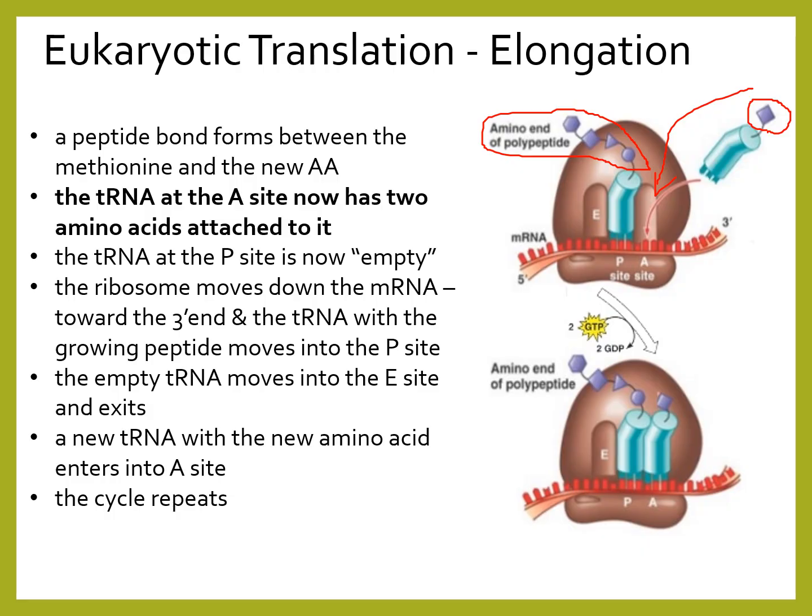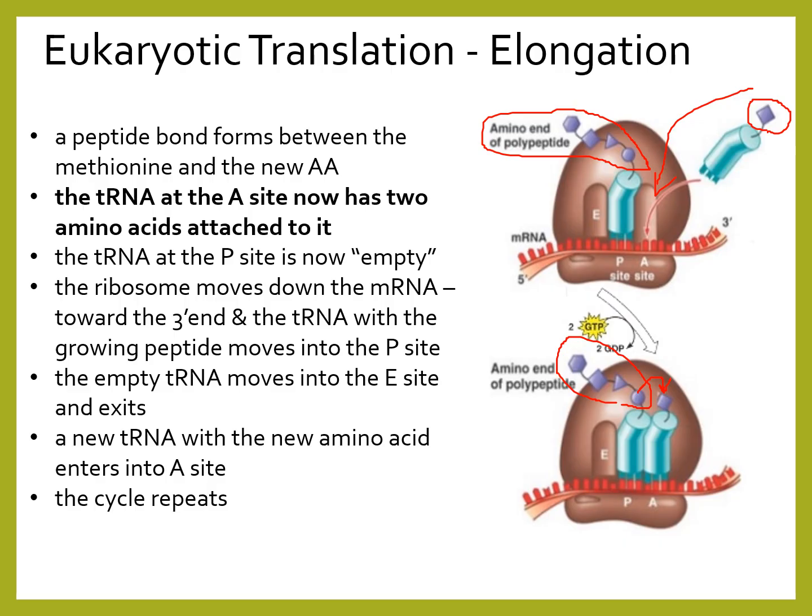That tRNA with the new amino acid you want to add on to the polypeptide slots into the A site. Now what happens is the ribosome is going to take this polypeptide off of the P site tRNA, and it's going to move it over to the A site tRNA, and you're going to form a peptide bond.